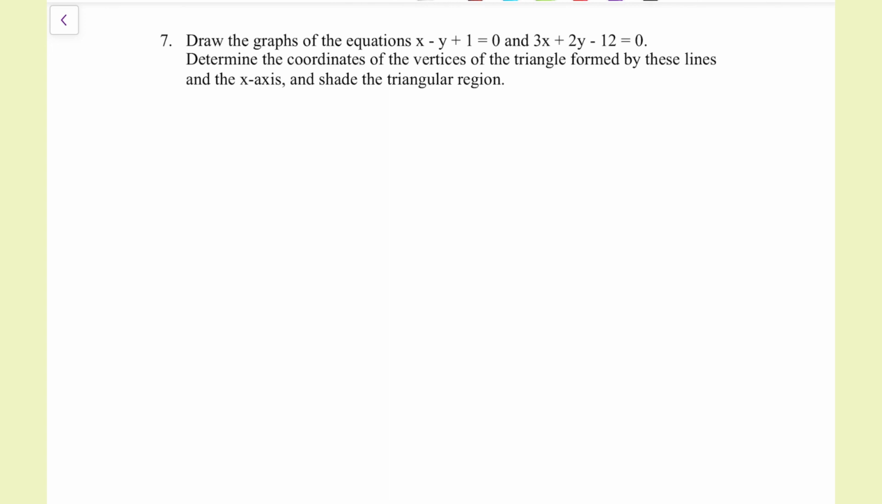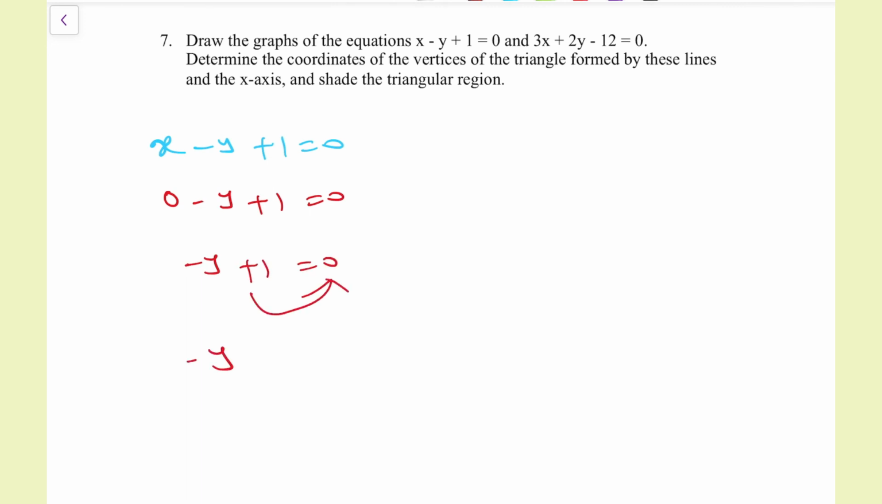Taking the first equation, x minus y plus 1 equals 0. First, in the place of x, I am substituting 0. 0 minus y plus 1 equals 0. 0 is not necessary, so I am removing it. Minus y plus 1 equals 0. Take plus 1 to the right side. Minus y equals minus 1. Minus minus cancel, so y equals 1.